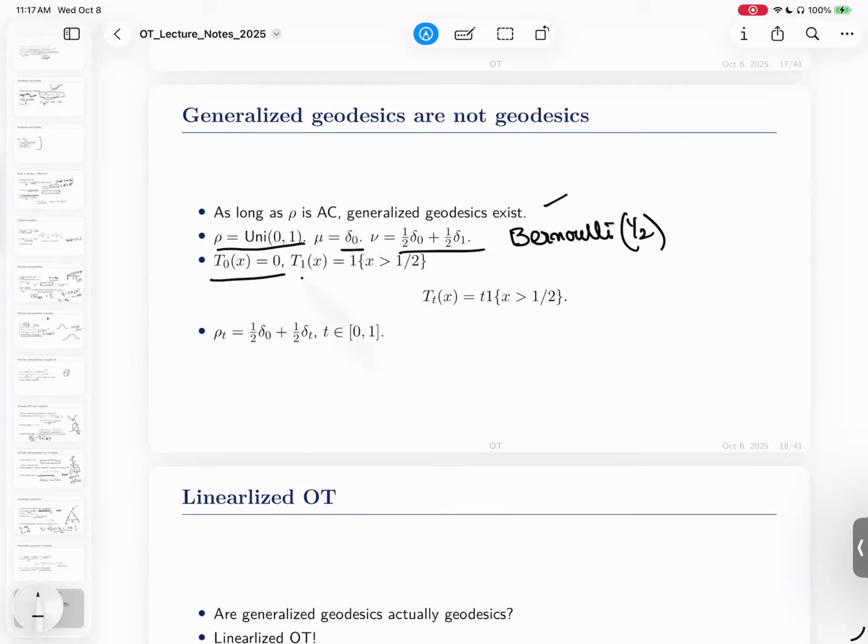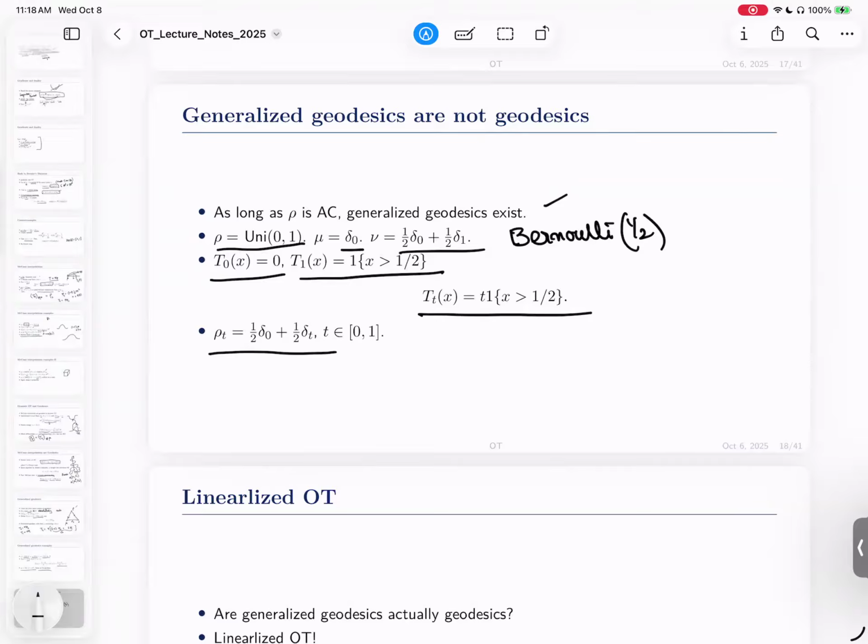My T1, and again, this is something I discussed in my last class, is the indicator of x greater than 1/2. So generate a uniform random variable. If it is larger than 1/2, you say 1. If it is less than 1/2, you say 0, and that gives you Bernoulli. Right? So this is easy probability. And so if I take the convex combination of T0 and T1, I get my T_t of x is t times indicator x greater than 1/2. And so what is my rho_t? This is 1/2 delta 0 plus 1/2 delta t for t between 0 and 1.